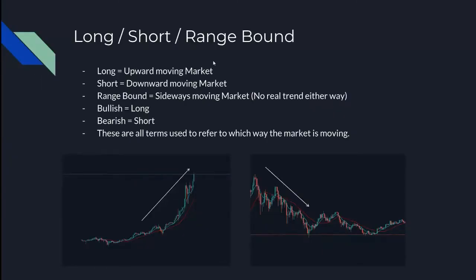Now, long, short, and range-bound market. So what is a long market, right? A long market is an upward moving market. As you can see here, I'm just using Bitcoin's ticker chart.